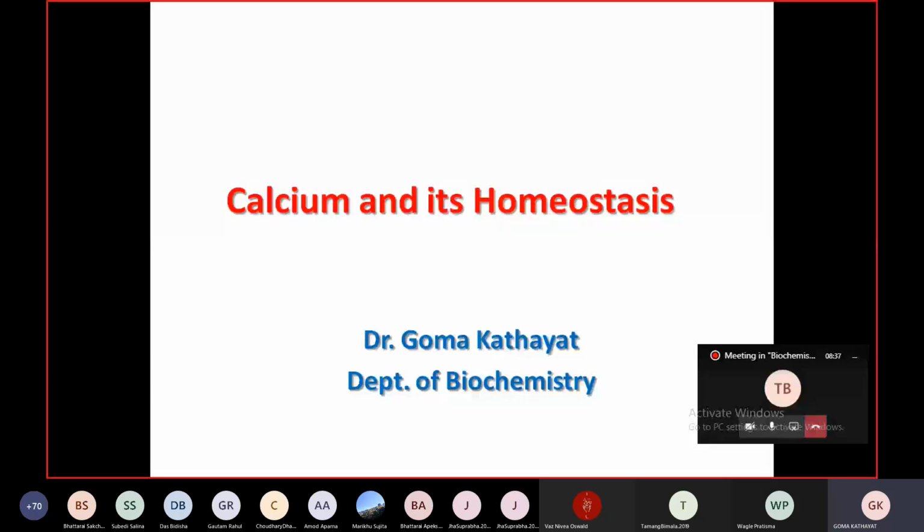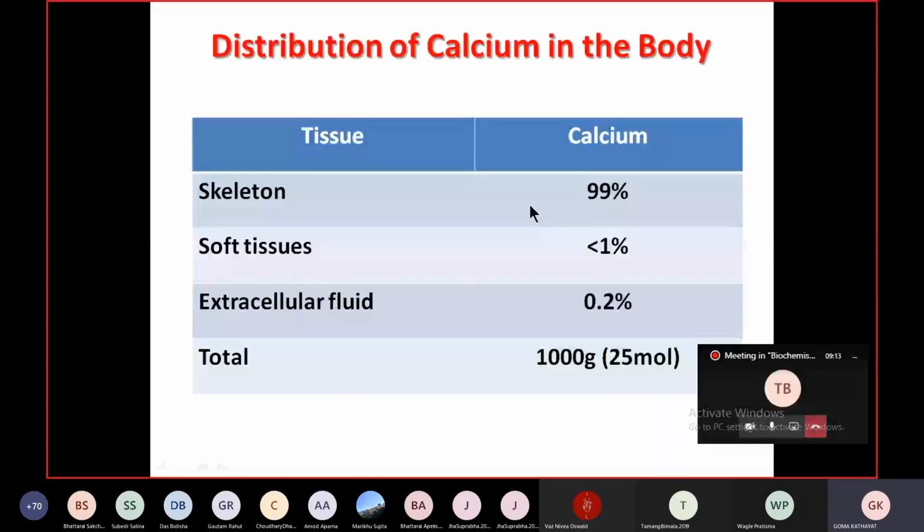So coming to the distribution of the calcium within our body, about 99% of the calcium is present in the skeleton, and less than 1% is present in soft tissue, and about 0.2% is found extracellularly. The total is about 1000 gram, that is 25 mole. So that is the overall distribution of calcium. That means about 99% is found in the skeleton, that is, in bone and teeth.